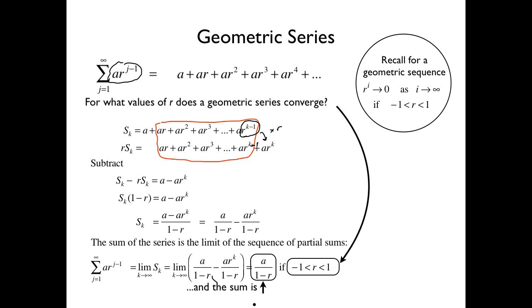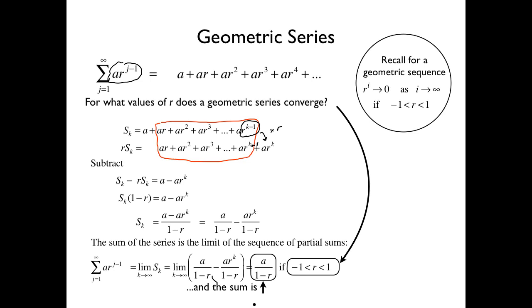So we wanted to know when it converged, but we got this bonus. Hey, look, now given a geometric series, if it converges, we have an easy calculation to figure out what it will sum up to in the end. All right, any questions on that?